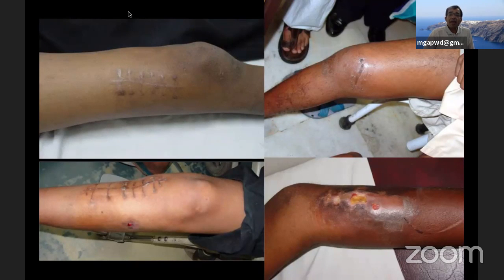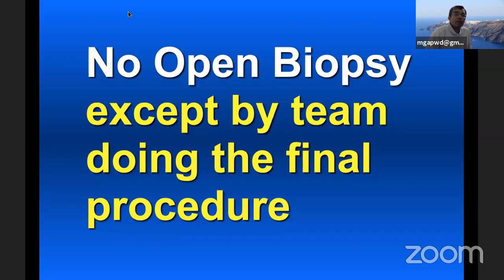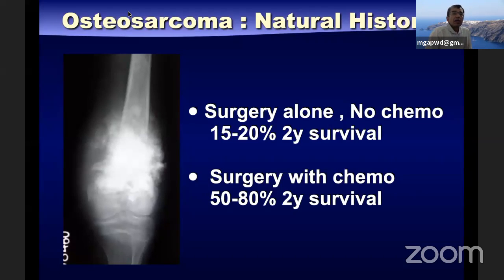It's not fair in today's world, when osteosarcoma has a 90% limb salvage rate and a 70% cure rate, to compromise these chances for the patient just because somebody who doesn't know what to do has done an open biopsy. So we say no open biopsies by anybody except by the team which is going to do the final procedure. Now let's understand the treatment.